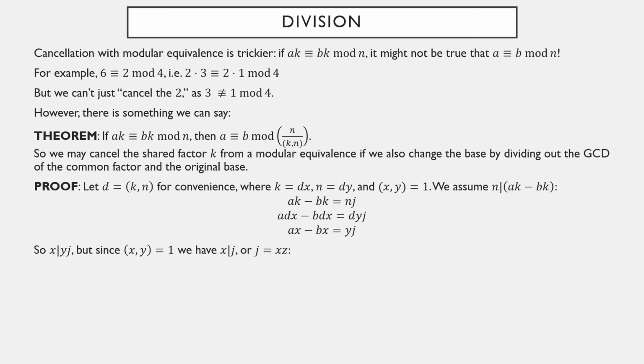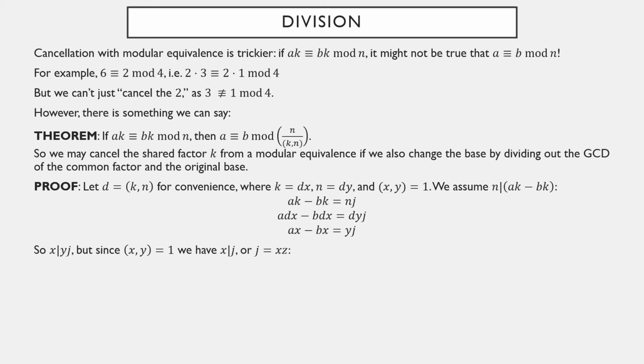So therefore, x can be factored out of the left. ax minus bx, it's pretty obvious how to do so. Since that's the same number as the one on the right, x must be a factor of y times j. But x was relatively prime to y, so if x is a factor of y times j and it's relatively prime to y, it must be a factor of j. So j can be written as x times something.